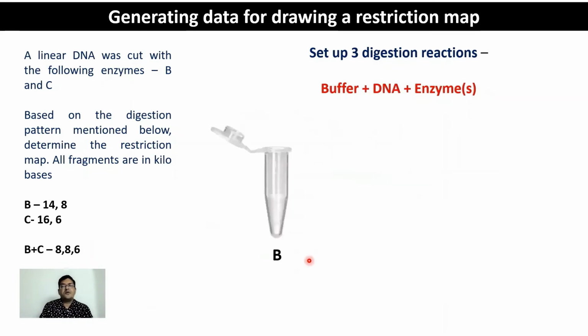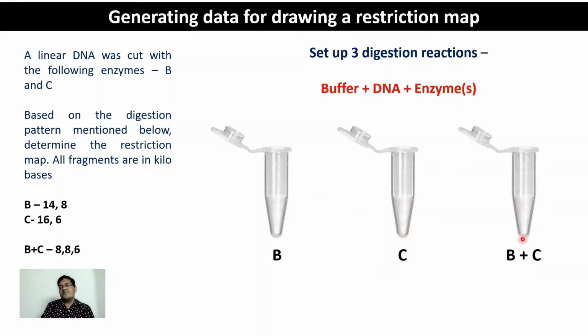So here is a reaction setup for enzyme B. You add the buffer, you add the DNA, you add enzyme B, and the final volume of the reaction is 20 microliters. Likewise, you set up a reaction for enzyme C. So this is basically you're looking at the fragmentation pattern of your DNA of interest when it is digested with C alone. And likewise, you have another Eppendorf tube where you set up a reaction for B and C enzymes together and accordingly reduce the volume of water that you add to make up the volume to 20 microliters. Right? So this is your experimental setup.